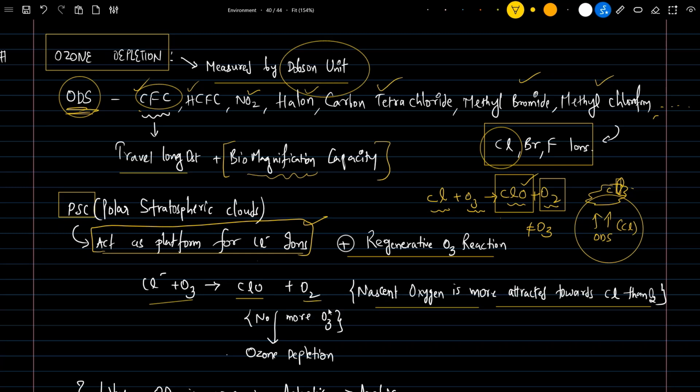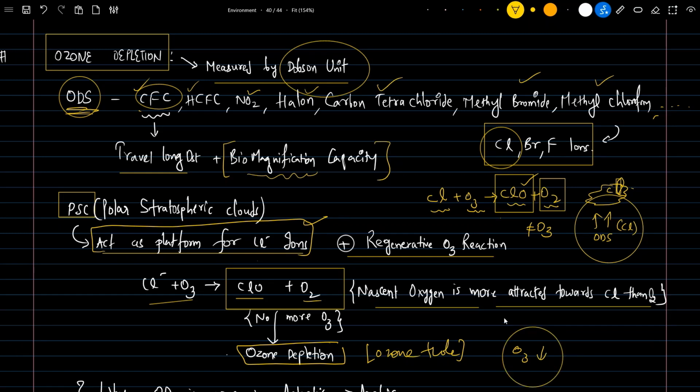So there is no more O3 presence in this reaction. There we can see there is no more O3. So it means ozone is decreasing. It is nothing but ozone is depleting. So this phenomenon is called an ozone hole. So here ozone is decreasing, not like ozone is getting eliminated.